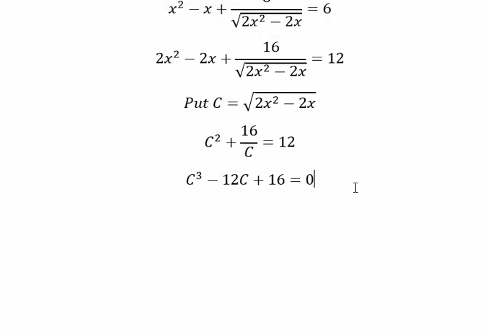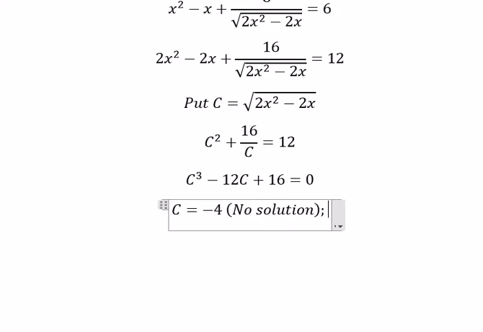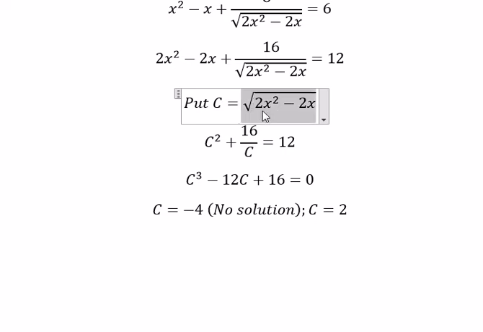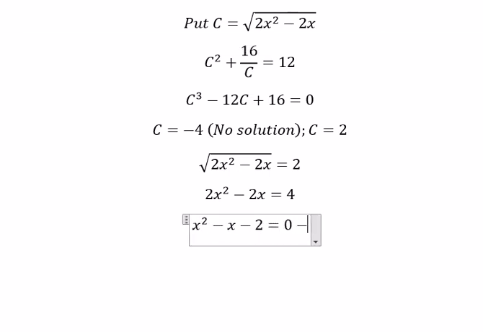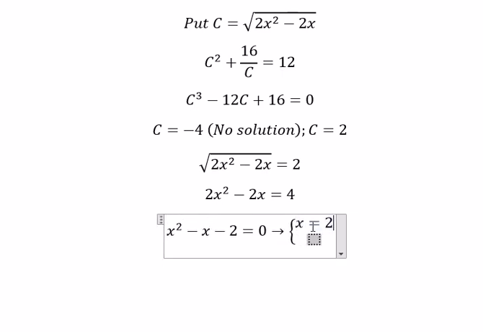So you get two solutions. The first one, c equals negative 4. Negative 4 is smaller than 0, and because the square root should give a positive number, we have no solution. And c equals 2, so that is a positive number. Now we have this one equal to 2. We square both sides, and you get 2s squared minus 2s equals 4. We simplify 2 on both sides, so you get s squared minus s minus 2 equal to 0, and we have two solutions: s equals 2 and s equals negative 1.